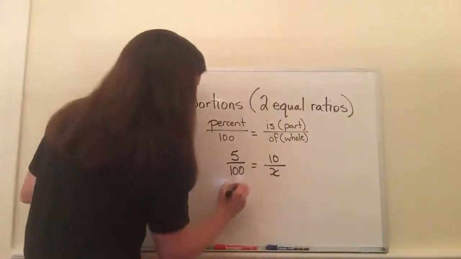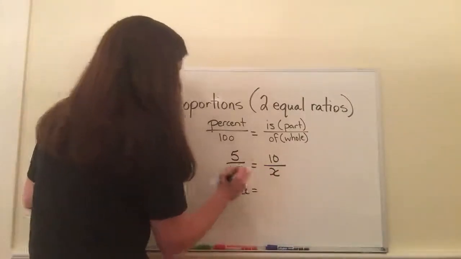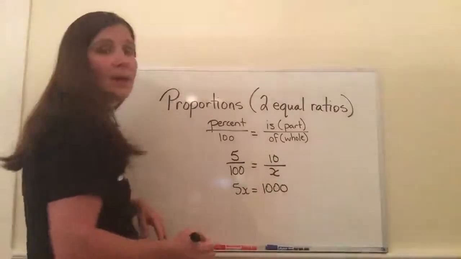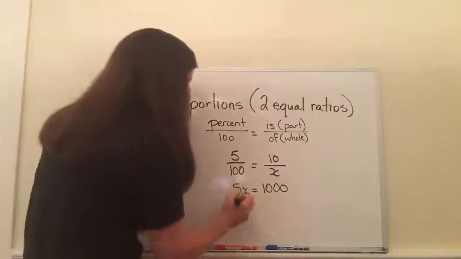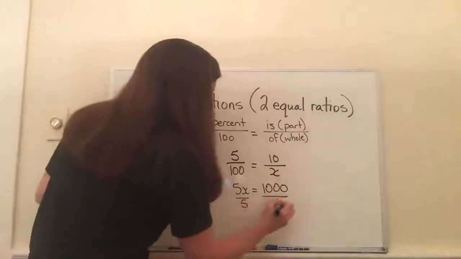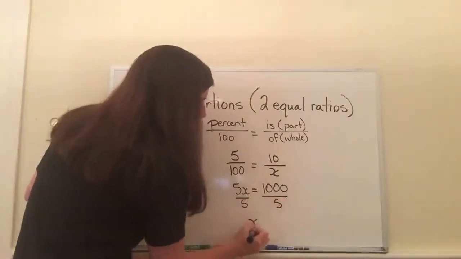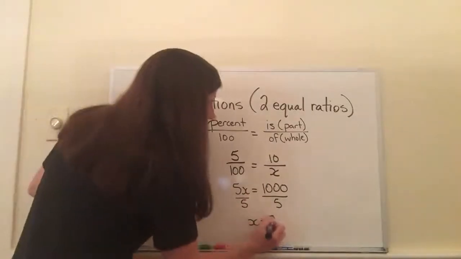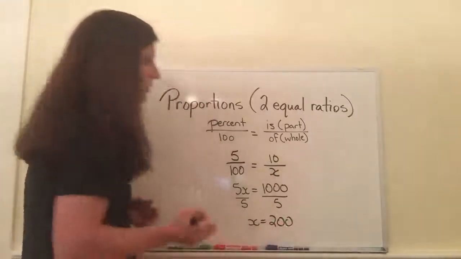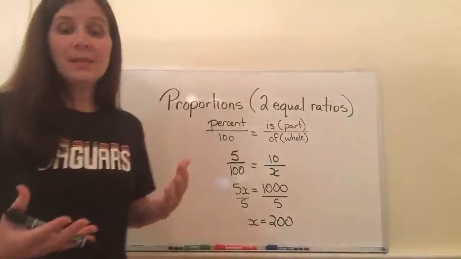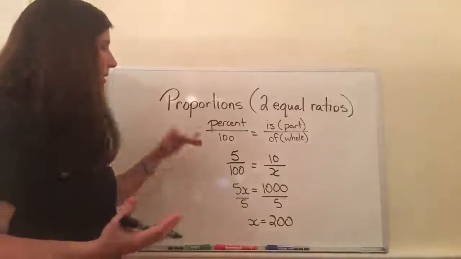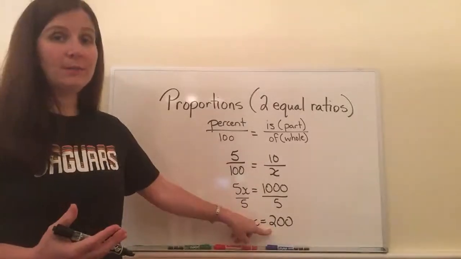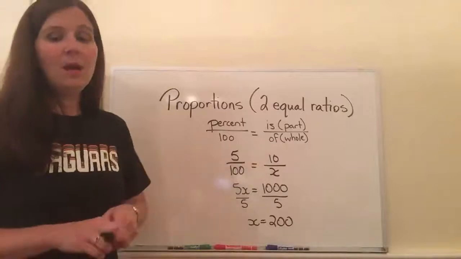5 times x gives me 5x. 100 times 10 is 1,000. I need to divide both sides by the coefficient of x so that my variable is isolated. 1,000 divided by 5 equals 200. So our full sentence for the answer, 5% of 200 is 10.